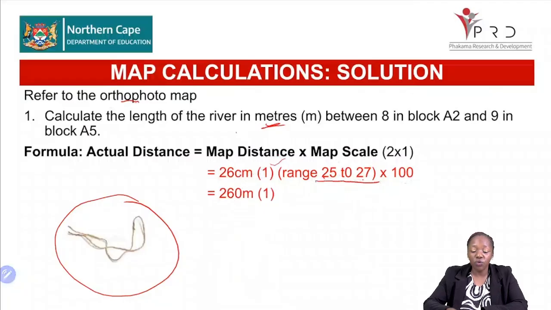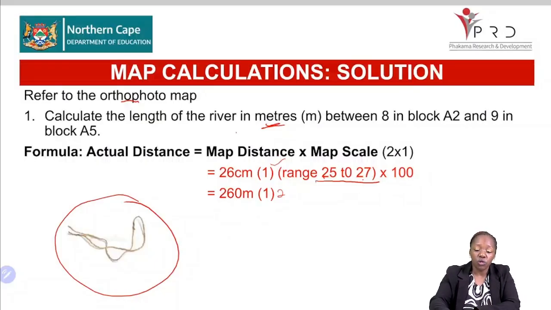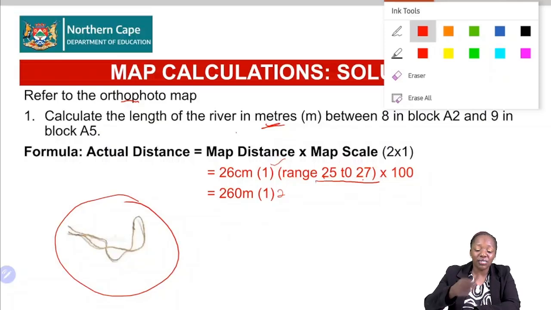Then secondly, you need to calculate now. Use a calculator. Do not assume. 26 centimeter times your 100 will give you 260 meters. That will be your second mark. So remember, all the calculations are marked according to the step, and each and every step is awarded, unless they told you to calculate a certain step and not all of them.